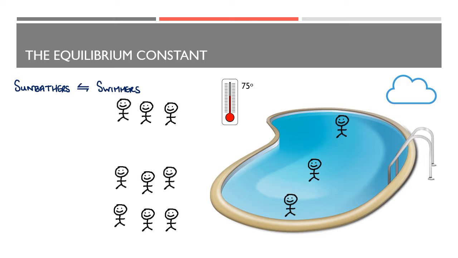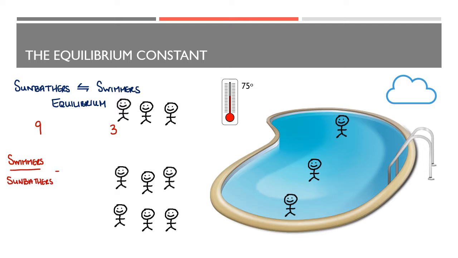So let's take a look at the new equilibrium constant at this cooler temperature. So we know we have equilibrium because we have the same number of people getting out of the pool as we have going into the pool. So the numbers are staying the same, and they're staying at 9 and 3. So the equilibrium concentration of sunbathers is 9, and the equilibrium concentration of swimmers is 3.